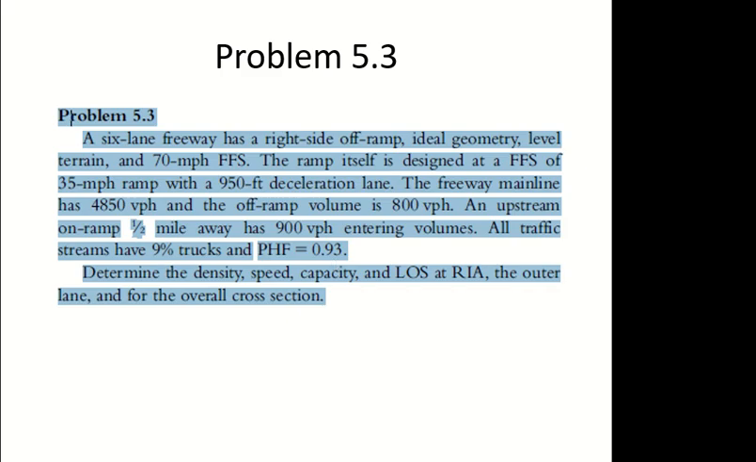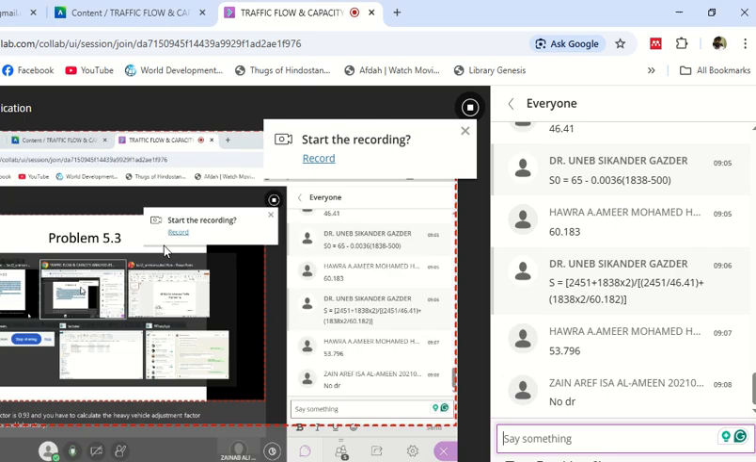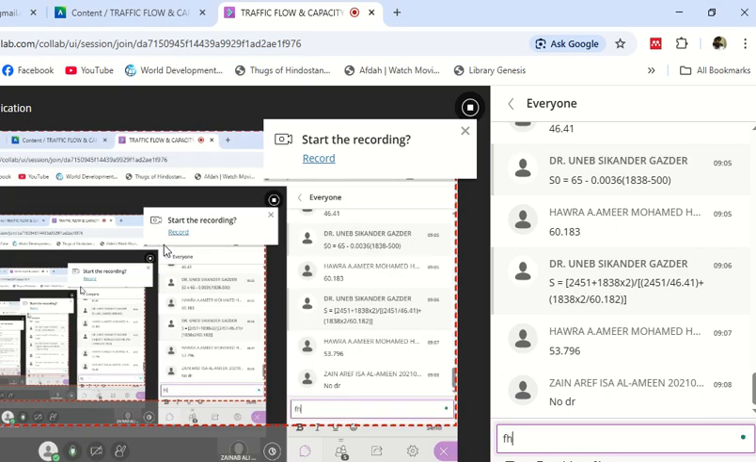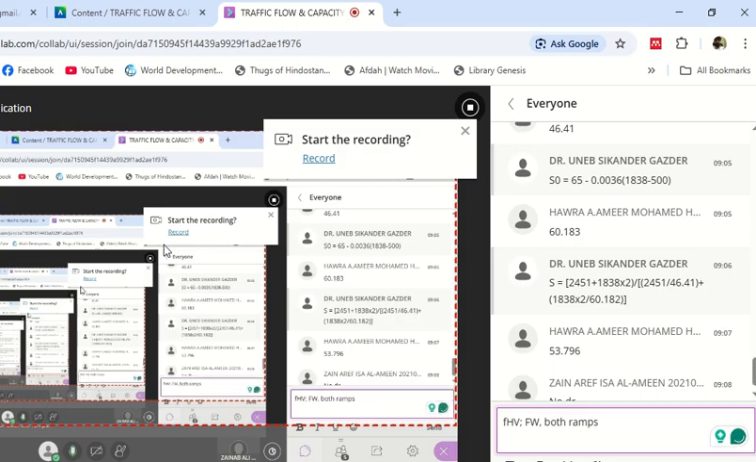For all of them, the peak hour factor is 0.93, and you have to calculate the heavy vehicle adjustment factor using 9% trucks and level terrain. So I will just write down the steps here. The first thing you will calculate is FHV, for the freeway and for both the ramps. Then you will calculate flow for the same, for the freeway as well as for the ramps.